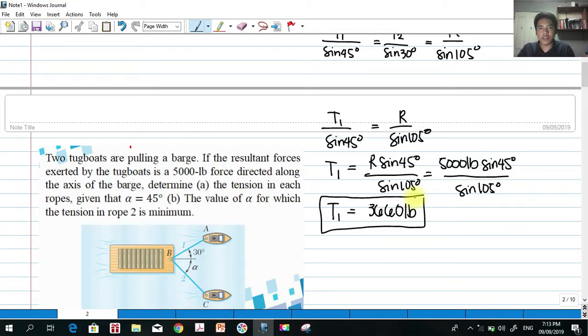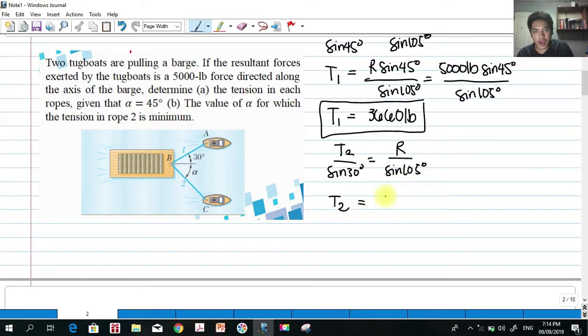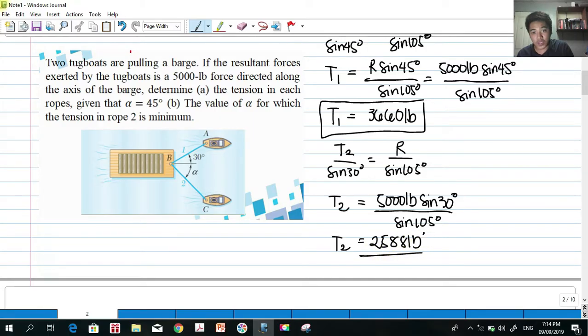How about T sub 2? For T sub 2, we can also use the same relationship. T sub 2 over sine of 30 degrees is equal to R over sine of 105 degrees. So getting T sub 2, we have 5,000 pounds, that is the R, sine 30 degrees over sine 105 degrees. So our answer should be 2,588 pounds. But the book says 2,590. It's a pretty close value.